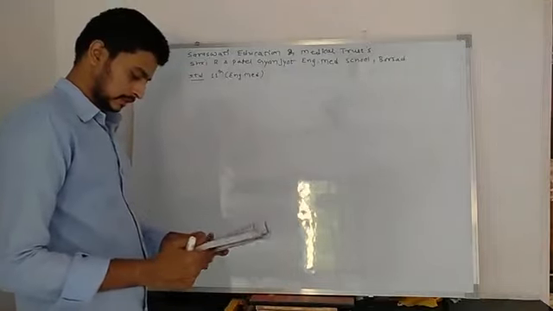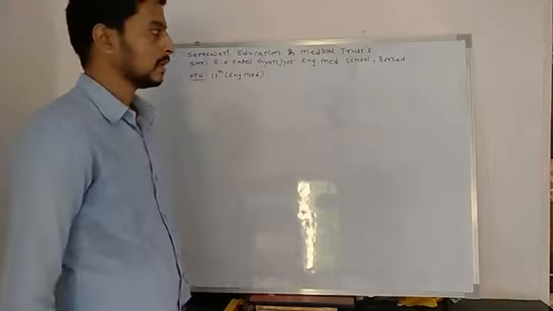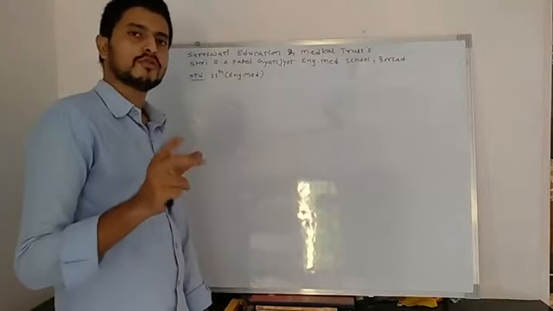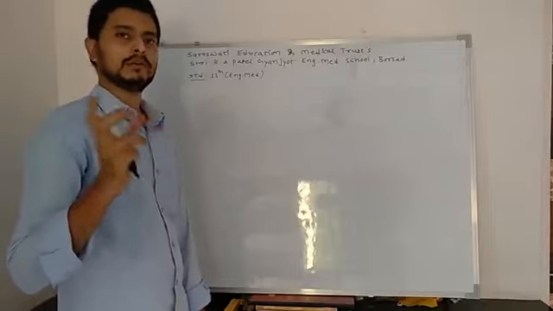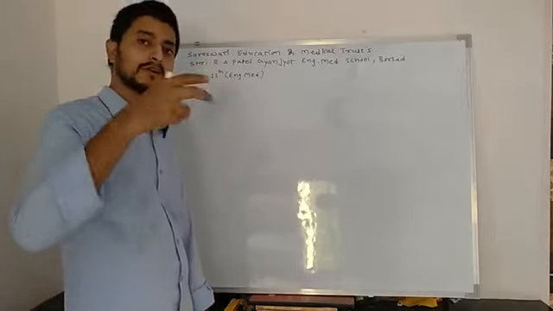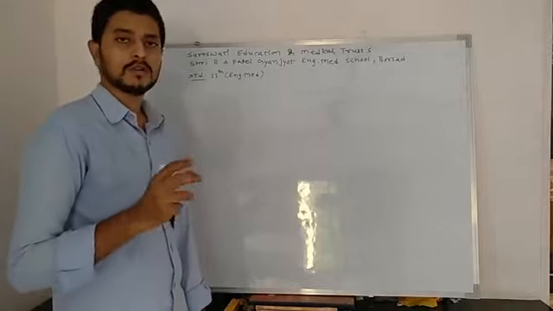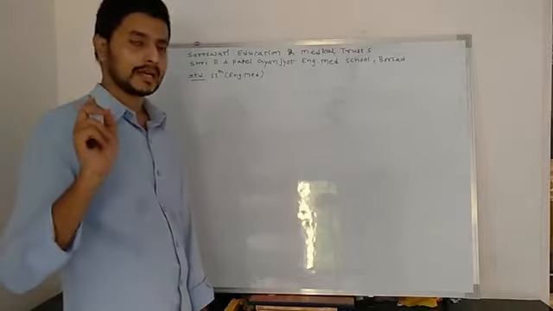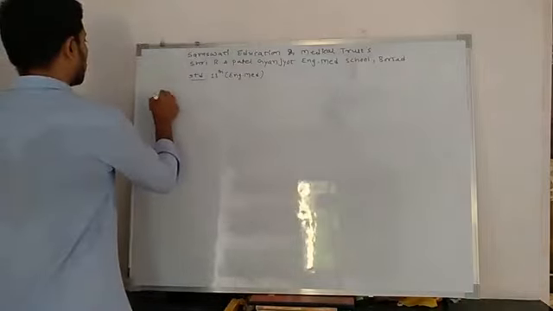Third numerical is about calculation of the number of photons emitted. So for the number of photons emitted during a photoelectric effect, a particular formula is not given in the textbook, but we have to apply our logic. How can we calculate the number of photons emitted from the photoelectric effect? So on the basis of that concept, we will calculate one more numerical.